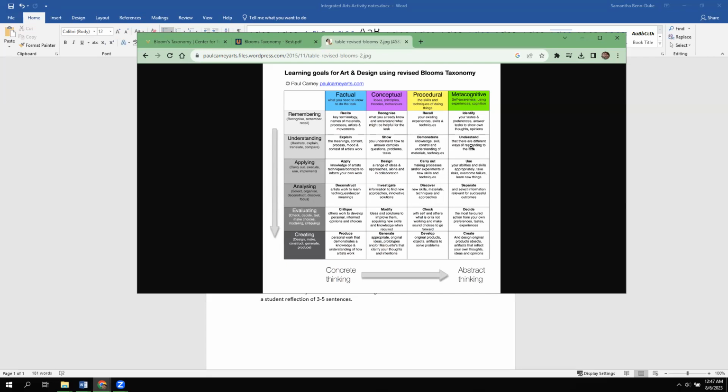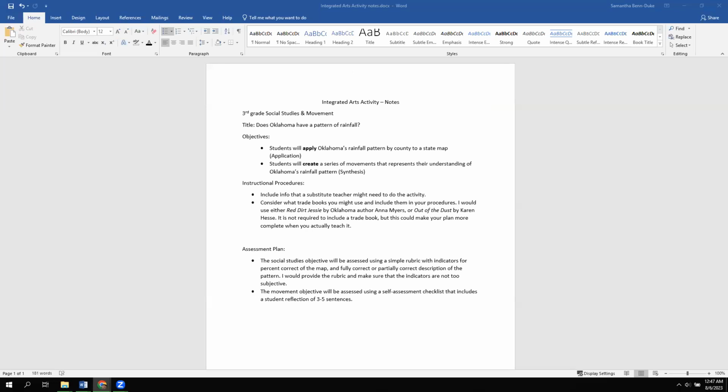understand. That verb is a little bit tricky because we can't really observe understand. We can observe products of it though. So we want to make sure that we select verbs that we can assess. My examples are for social studies, and this is from application. Students will apply Oklahoma's rainfall pattern by county to a state map.